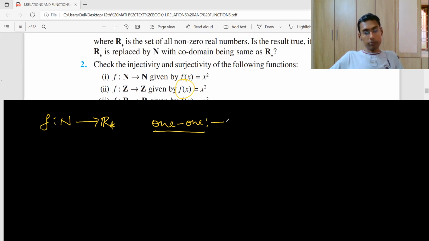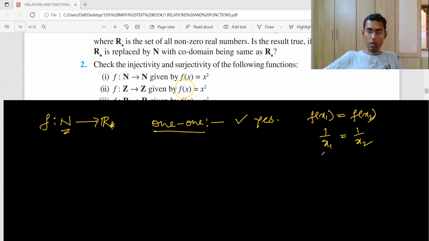Sir, I think it is a 1-1 function. Whatever different elements you take here will have different images, but it's not onto. Very good, 1-1, yes. How do you prove it? The same way. f(x1) equal to f(x2), 1 by x1 equal to 1 by x2, and x1 equal to x2. If you take different elements, you will get different images. 1, 2, 3, 4 have images 1 by 2, 1 by 3, 1 by 4. Okay, good.